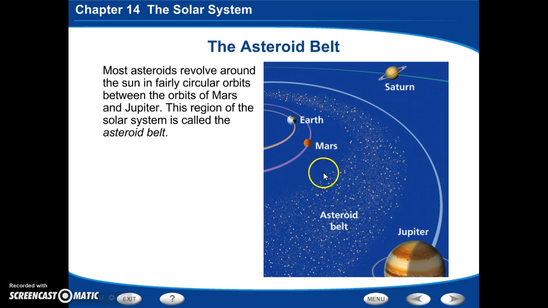The asteroids that we see usually come from the asteroid belt, and they revolve around the sun in a fairly circular orbit. They're located between Mars and Jupiter, between the inner and the outer planets.